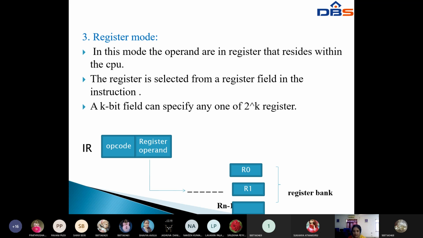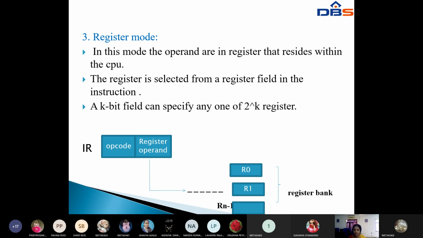Whatever values are available in the register operand will be stored in the registers. This is the register bank, with registers R0 to Rn-1. In these registers we store the operand values. This is called the register mode. The register is selected from the register field in the instruction. The k-bit field can specify any one of 2^k registers. So this is called the register mode.